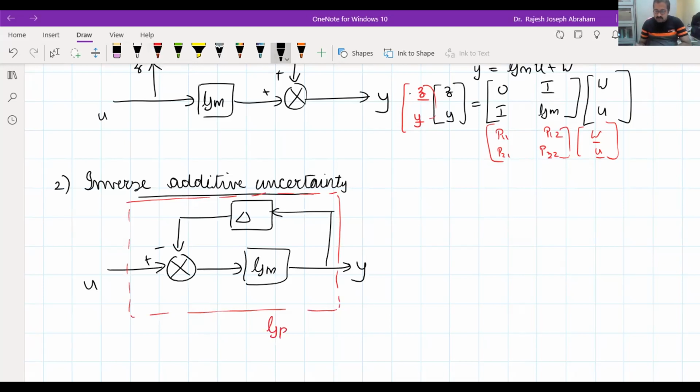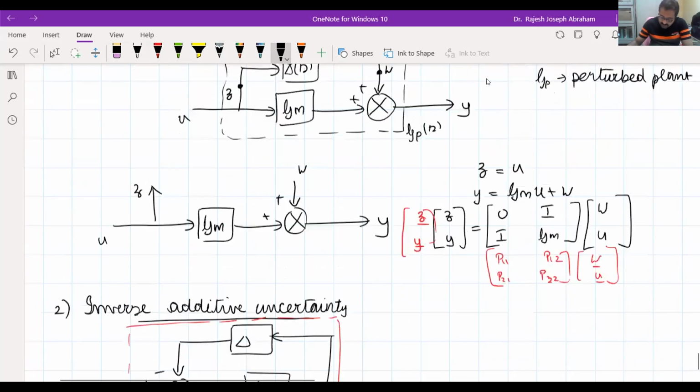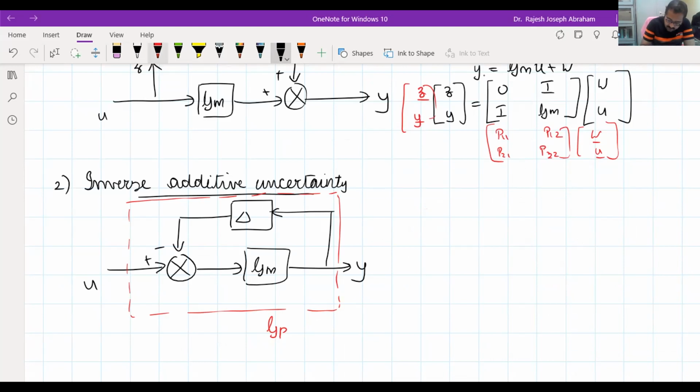Okay. What next? We need to identify what our Z and W are. What is Z? Z is the input to the delta block. That means this is Z, and this is W. Now what next? Cut open. So this is our summing point. This is our GM, and here is our Y. So this signal is W, and this signal is Z.